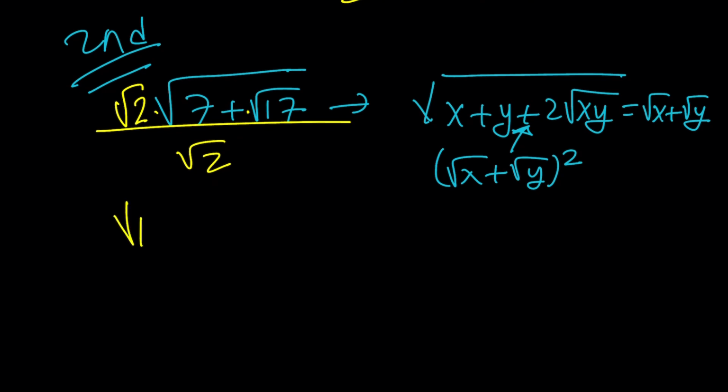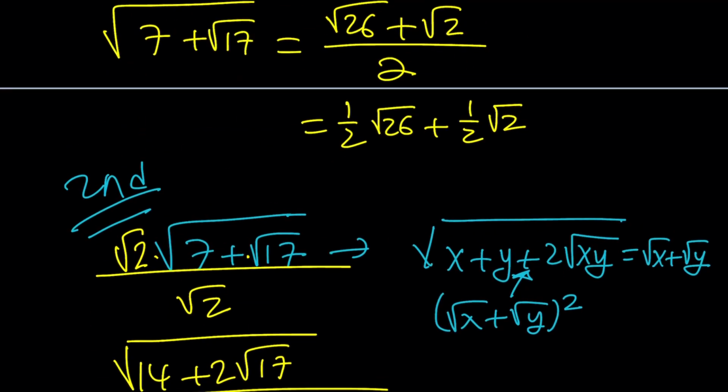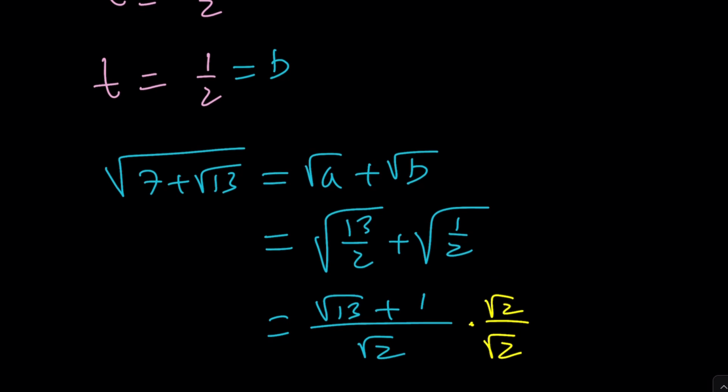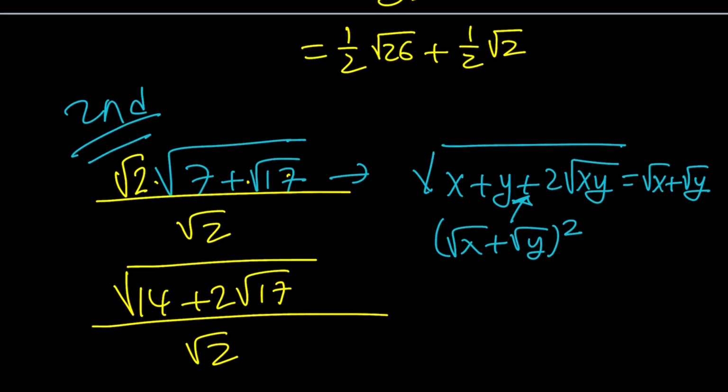You're going to get square root of 14 plus 2 times the square root of 17 divided by square root of 2. And now, by the way, I don't know how I changed that 13 to a 17 magically. This is supposed to be a 13. I guess I got stuck at 17 from the previous problem that we had. Remember the radical that had the square root of 17 in it. Anyways, let's go ahead and fix it real quick.